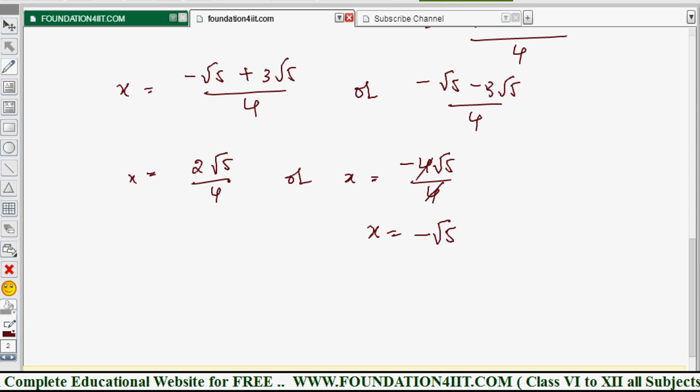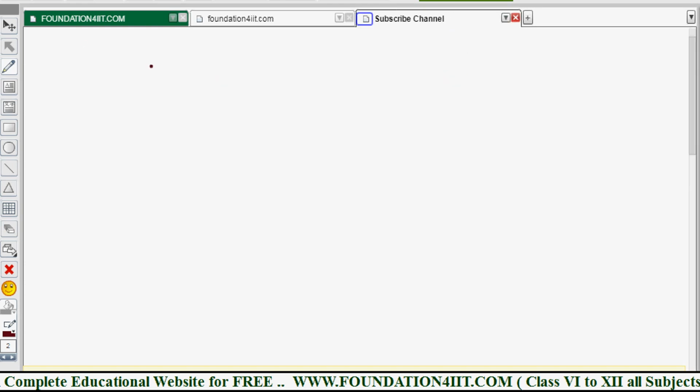Now finally the root 5 value we need to find out. So this also cancels, 2 ones are 2, 2 twos are 4. So root 5 divided by 2. So x is root 5 by 2 and x is minus root 5. If you know the root 5 value, we can substitute and simplify here. Let me take the long division method for root 5 now. We need to find out the root 5 value.